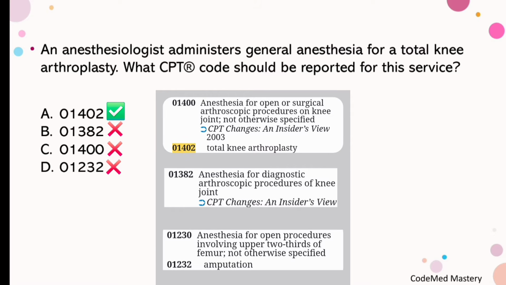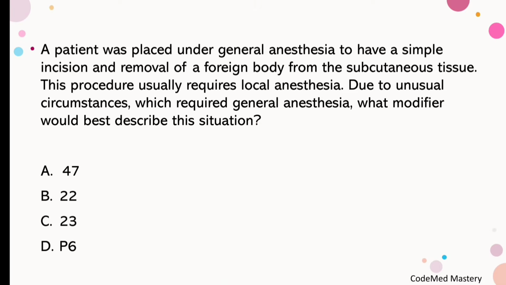Let us move on to the next question. A patient was placed under general anesthesia to have a simple incision and removal of a foreign body from the subcutaneous tissue. This procedure usually requires local anesthesia. Due to unusual circumstances, it required general anesthesia. What modifier would describe this situation? Option A modifier 47, option B 22, option C 23 and option D modifier P6.